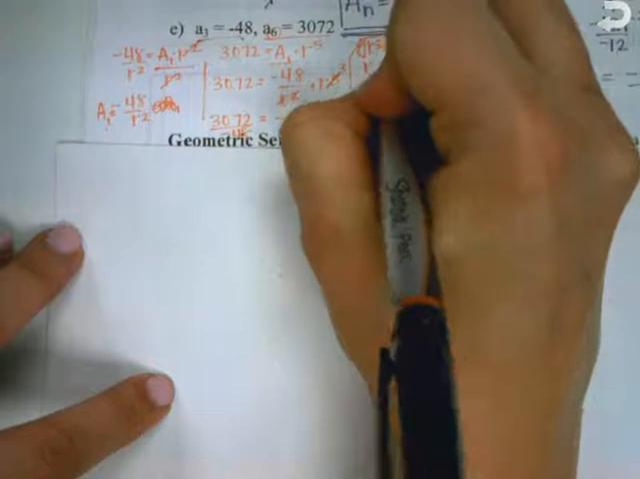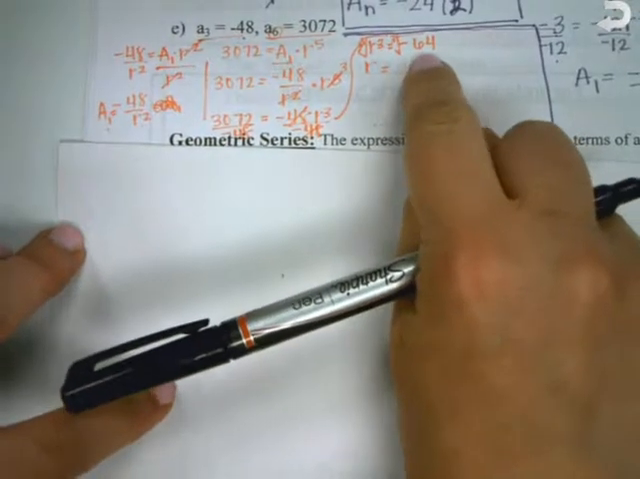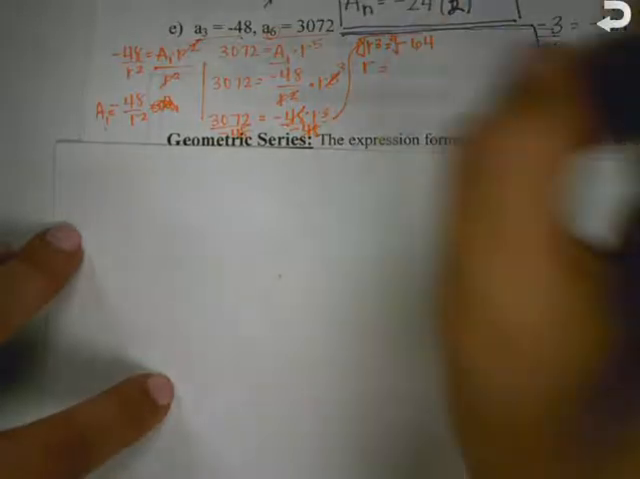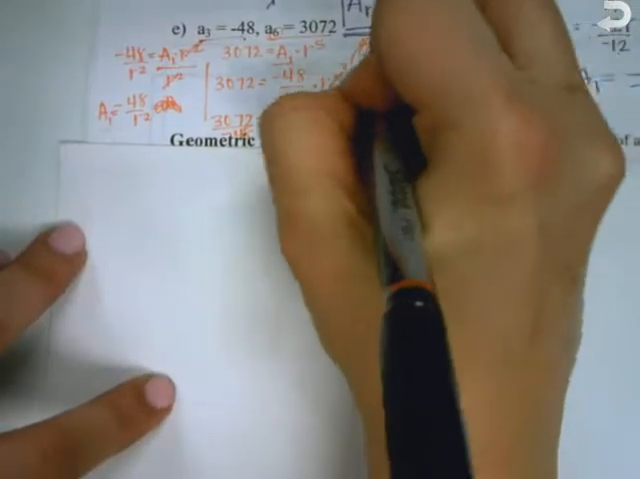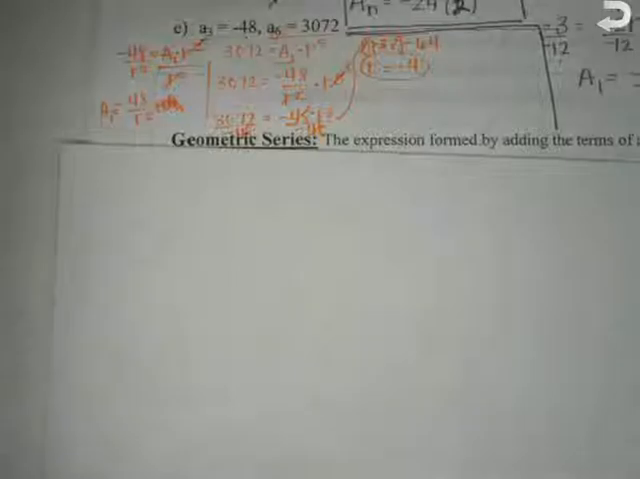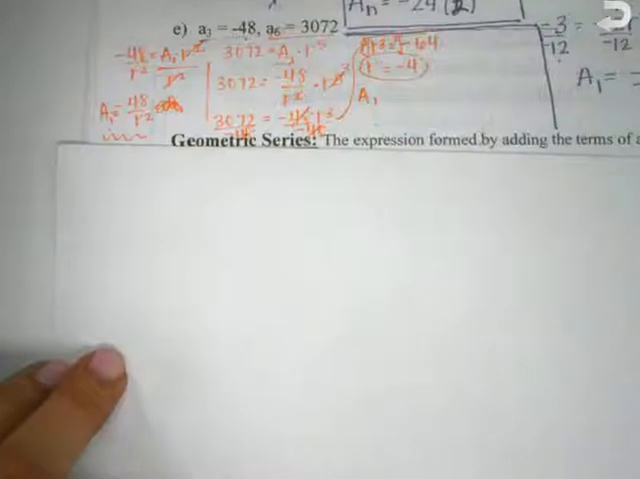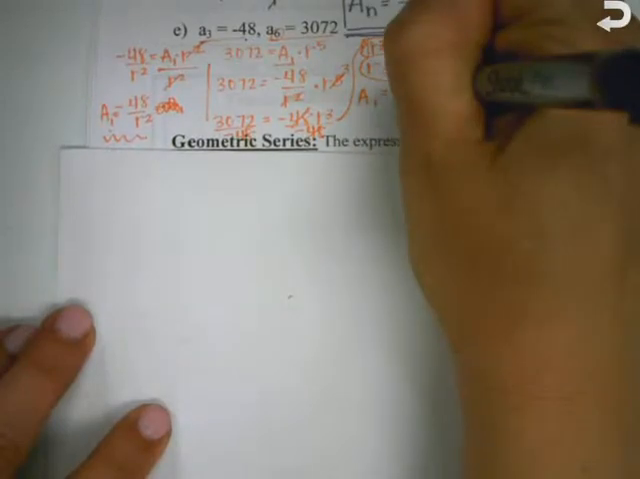Okay, so I have r. Is everybody okay with how we found r? Feel better about it? Okay. How will I find A1? Plug it back in over here. So A sub 1 equals negative 48 over negative 4 squared. So that gives me negative 48 over positive 16. So a sub 1 equals negative 3.